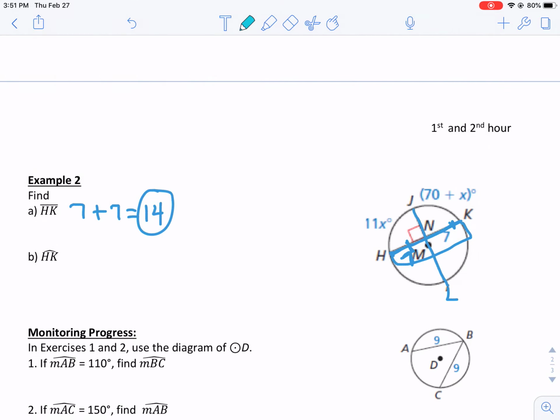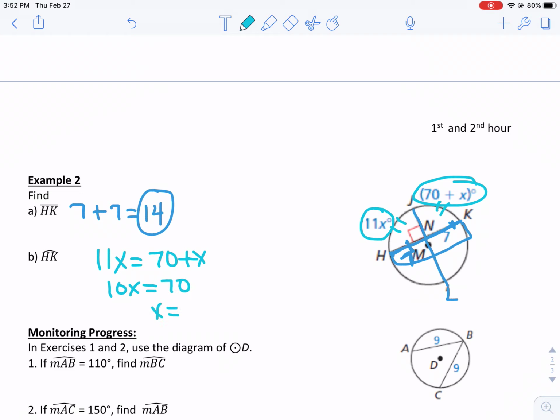Part 2 says I want the arcs, okay? So not only does the chord get cut in half, but so does this arc. So that means 11x is going to be equal to 70 plus x. So we're going to solve for x by subtracting x on both sides. That gives me 10x equals 70 and x equals 7. But the directions didn't ask me to just find x equals 7. It said find this entire arc length.